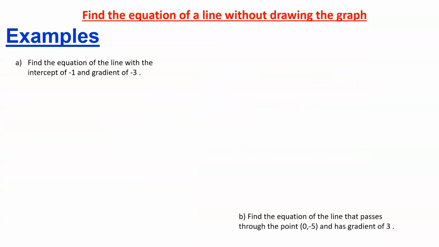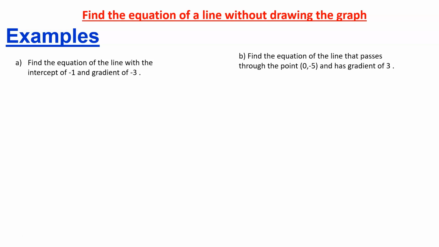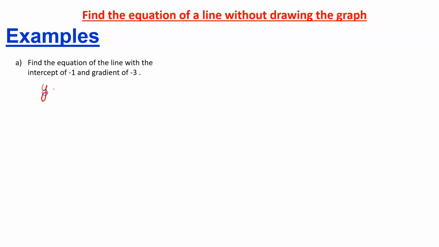Now suppose that no graph is given, like in those two situations. Let's start with this one: find the equation of the line with the intercept 1 and gradient minus 3. So again, the equation is y equals mx plus c. Do we know m? m is the gradient. Do we know it? Yes, it's minus 3. Do we know the intercept? Yes, the intercept is 1. So we know both of them, and that's how we put the equation together.